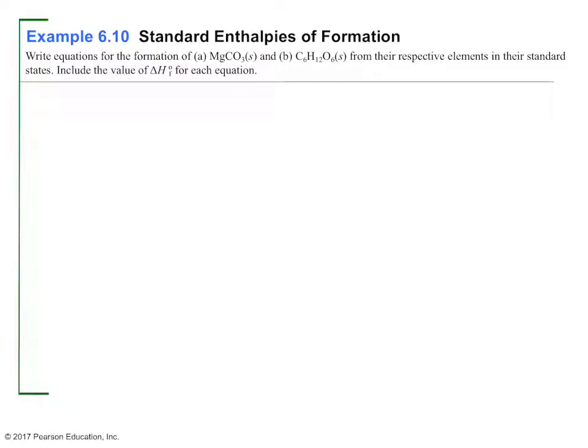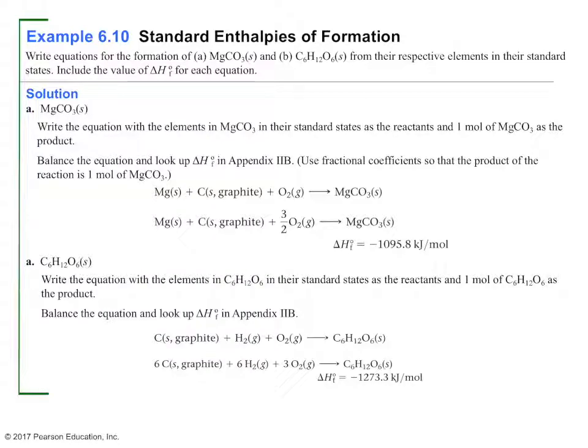Here's an example. It says, write equations for the formation of magnesium carbonate and glucose from their respective elements in their standard states. Include the heat of formation for each reaction. So we're going to write the elements of magnesium carbonate in their standard states as reactants, and 1 mole of magnesium carbonate is the product. Balance the equation and look up the heat of formation in appendix 2B. That's what I'm going to provide for you. It's a chart. Use fractional coefficients so that the product of the reaction is 1 mole.